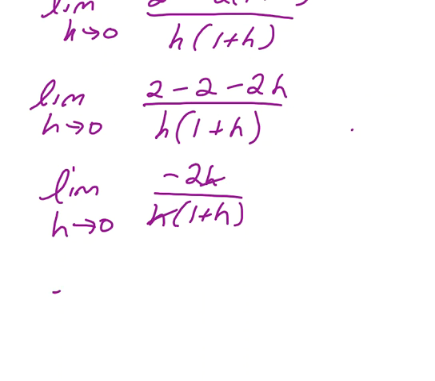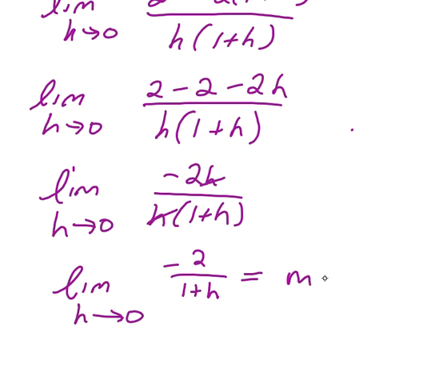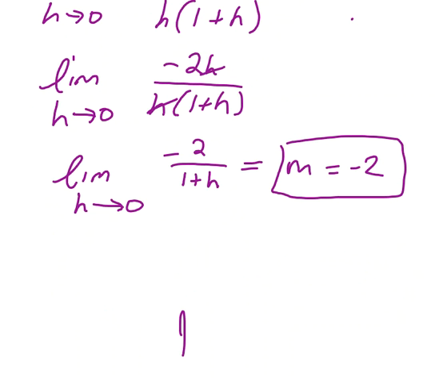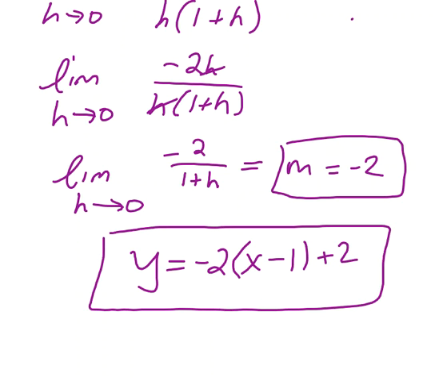These h's can cancel. Negative 2 over 1 plus h. Now I can do a direct substitution, plug my 0 in, and I get that my slope is negative 2. My equation is going to be y equals negative 2 times the quantity x minus 1 plus 2. So that's using the difference quotient instead.